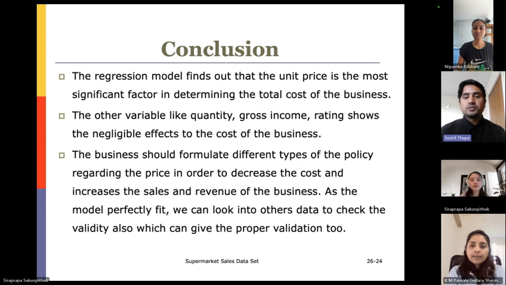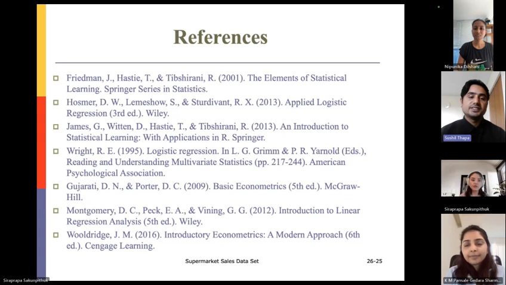And probably which can increase the sales and revenue of the business. The model is perfectly fit, as the value of R squared is 1. We can look into other data to check the validation, which will give proper validation too. So from the conclusion, we can say that any change in the price of the goods or services directly influences the total cost of the business. So we should focus on supplier negotiation too. There are other factors which can increase the cost, but we should mainly focus on pricing strategies. So thank you. This is our conclusion of the regression analysis.